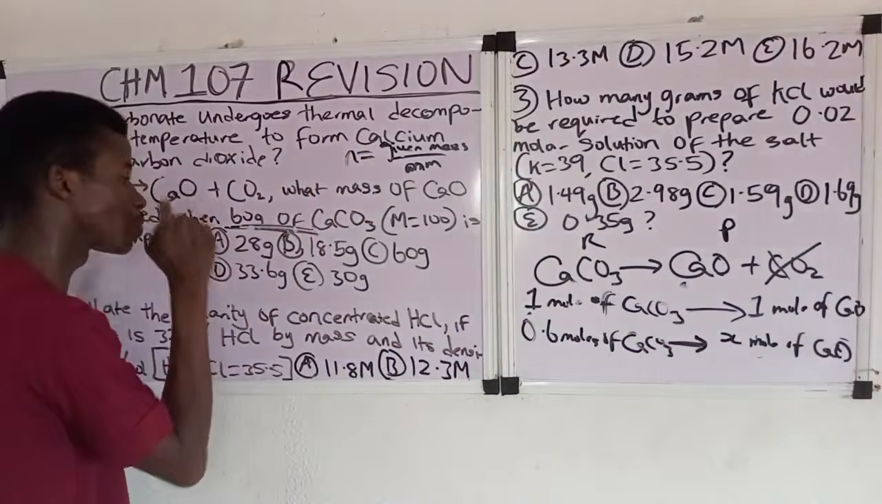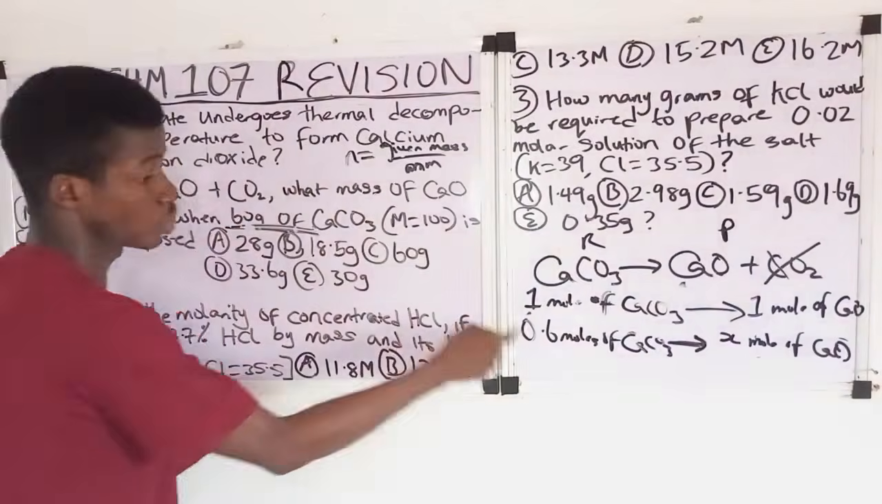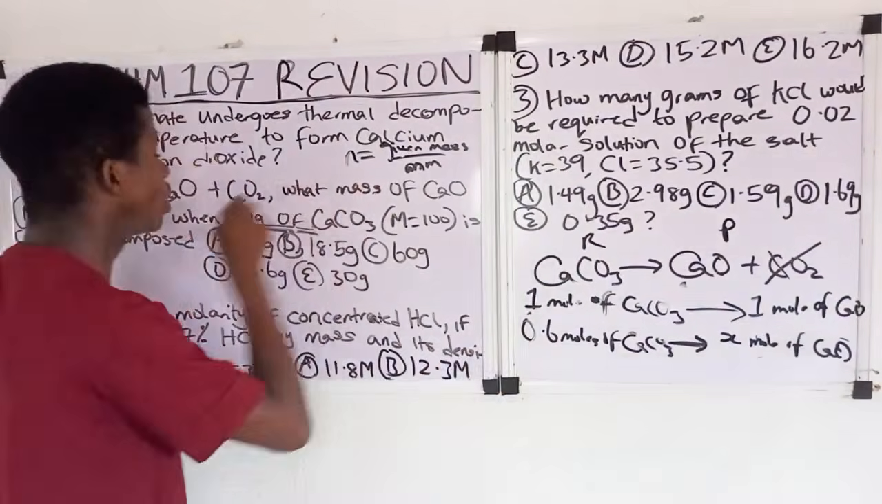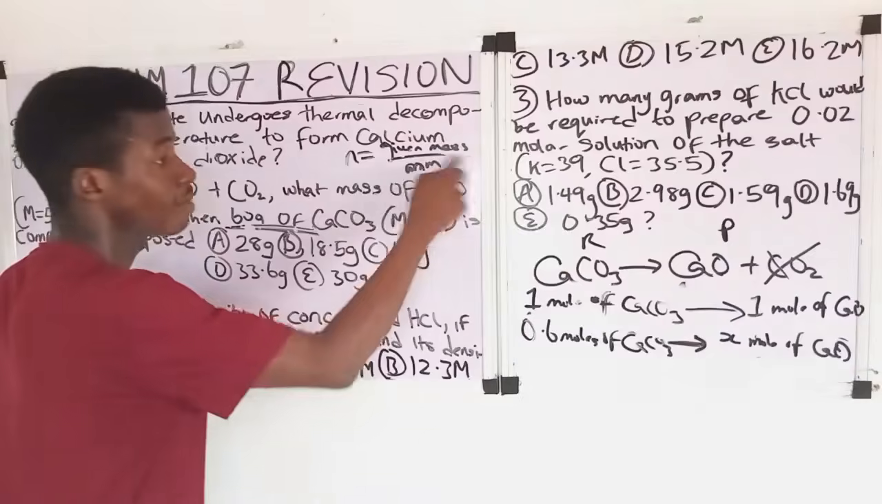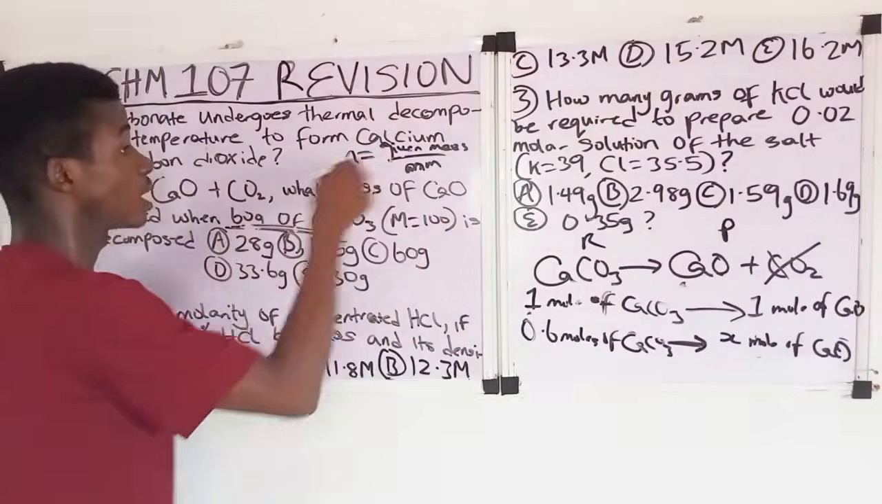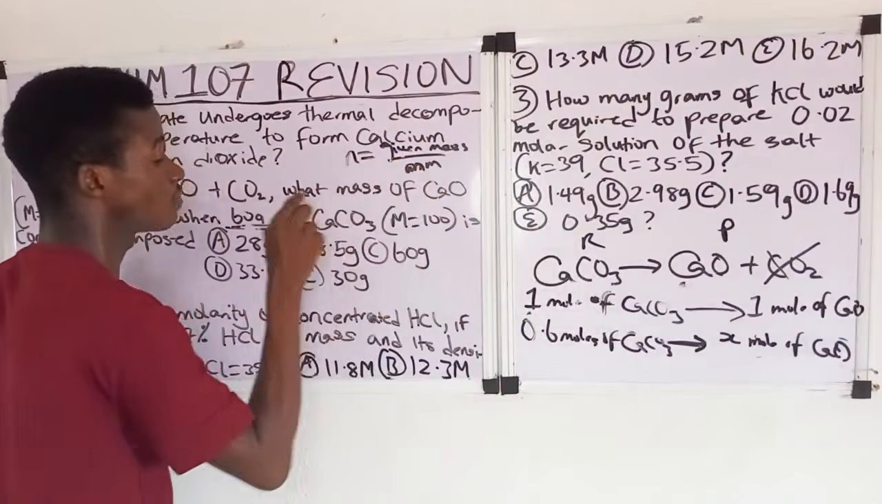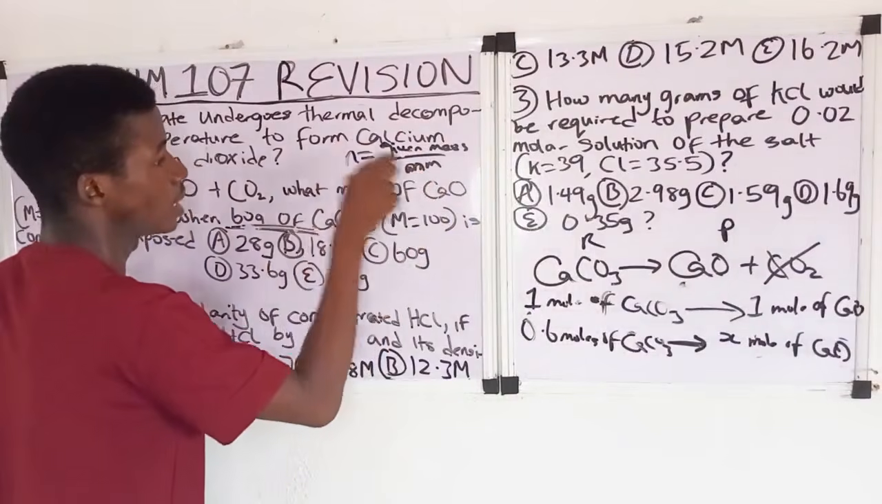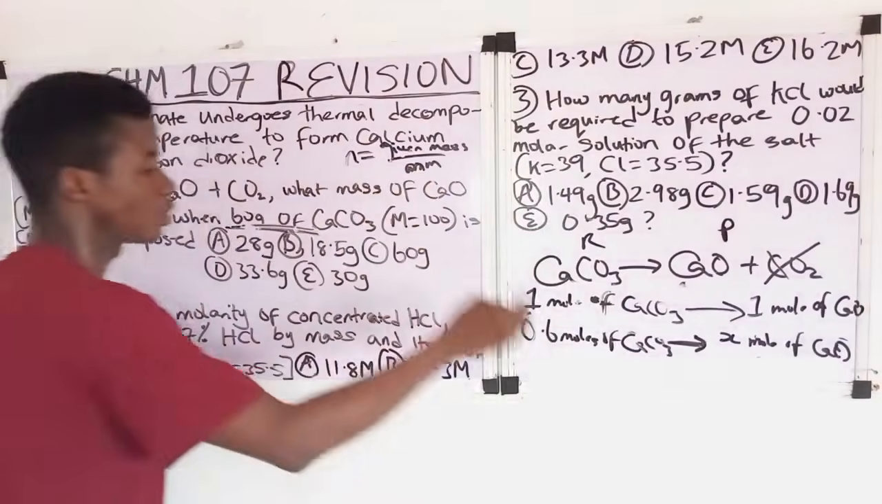So we converted 60 grams to moles, which is 0.6, using number of moles equals given mass over molar mass. The given mass is 60. The molar mass of calcium carbonate is 100. So if we divide, we get the moles.